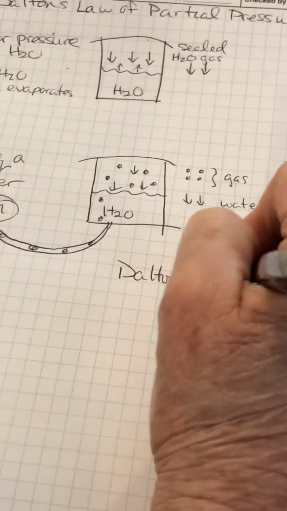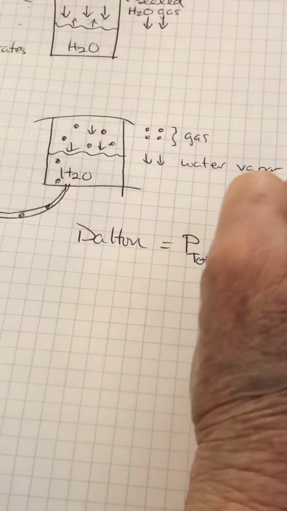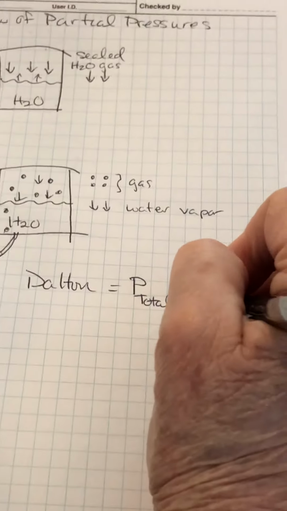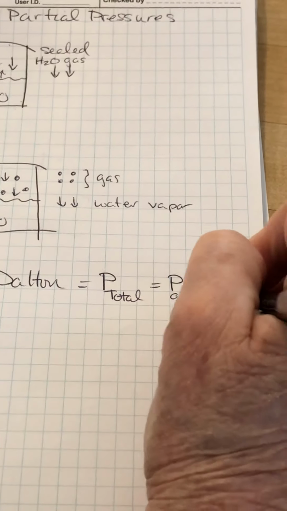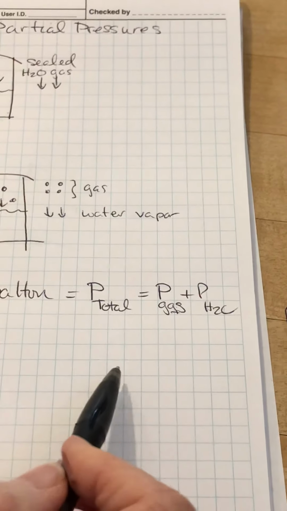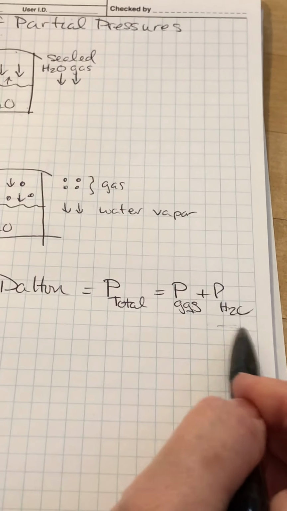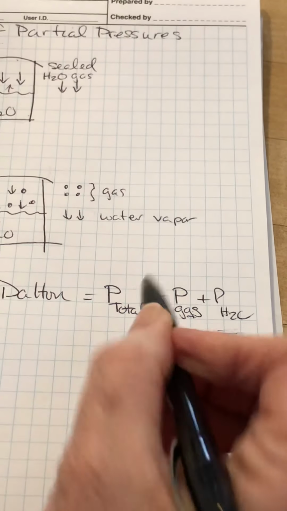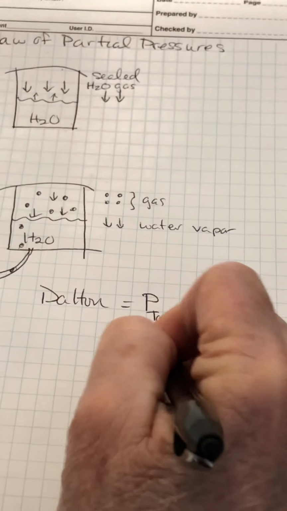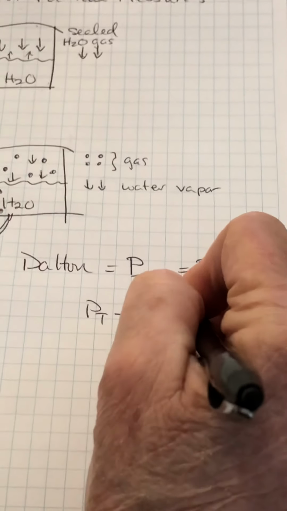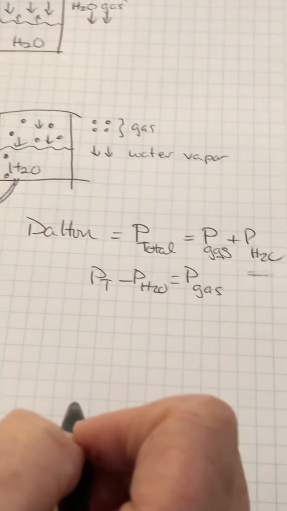That's where Dalton's law comes in handy, because Dalton's law says that the total pressure, P total, is going to equal the pressure of the gas you want to collect plus the pressure of water vapor in this situation. So if you happen to look up the vapor pressure of water at a particular temperature, you would have P total minus P water equals the pressure of the gas you are looking for. We'll do one problem like that.